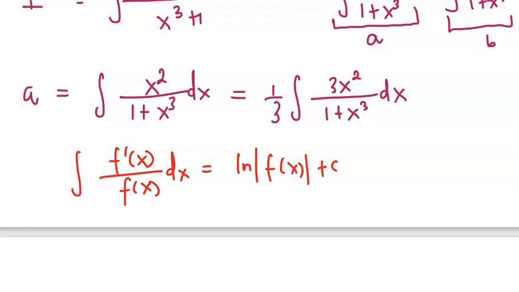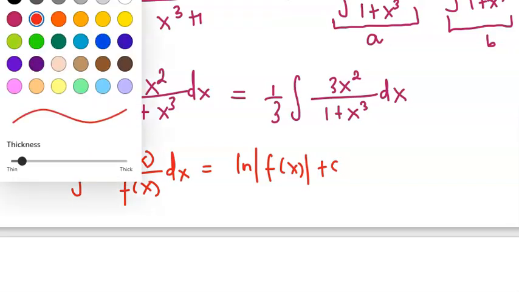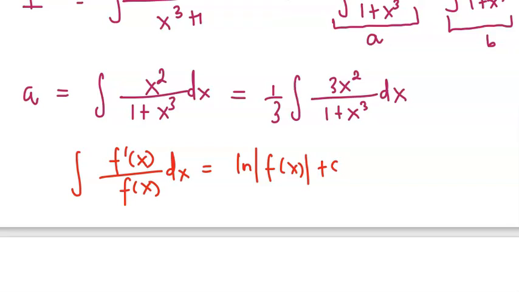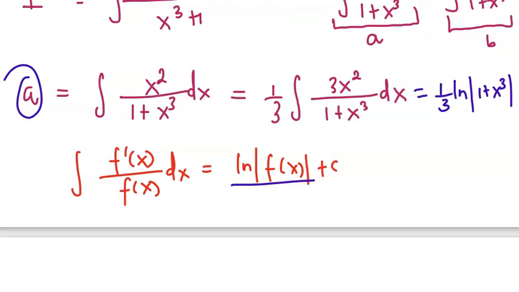Okay, so we're going to apply this theory here, and guess what? We're going to solve this. So this will be equal to 1 over 3 times the natural log of 1 plus x cubed. So you get the idea? I think we're done with A, right? So let's go to B.